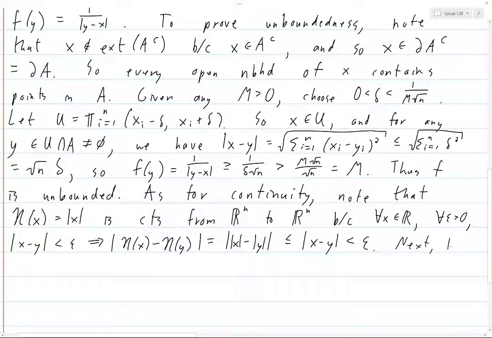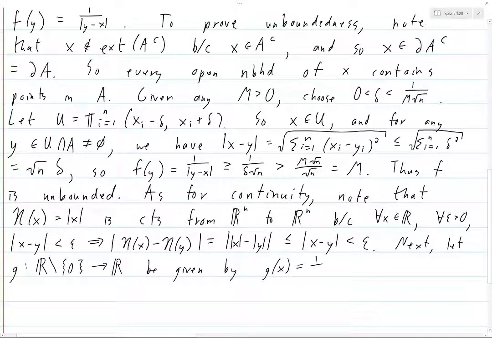Next, and this one's a little trickier, let g be a function from non-zero real numbers to real numbers, defined by g of x is 1 over x. Of course, all the x's that I'm using here are not the same as the x that I fixed at the beginning of this problem to define the function f. These x's I'm just using as variables.